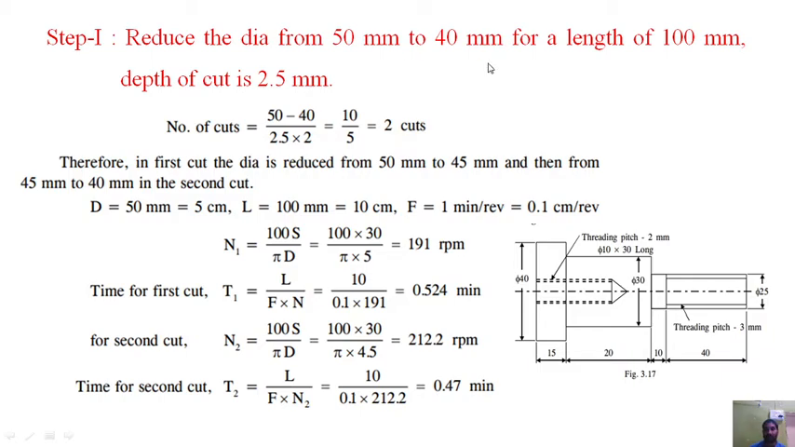After that we have to take another cut from 45 to 40 millimeter. For the second cut, N2 is 100 S by pi D. Initially the raw material size was 5, now it has turned to 4.5, so you have to take 4.5 here. The workpiece is rotating at a speed based on 4.5. So RPM will be 212. Everything remains the same here, length and feed. Just substitute N2, and we get 0.47 minute for the second cut.